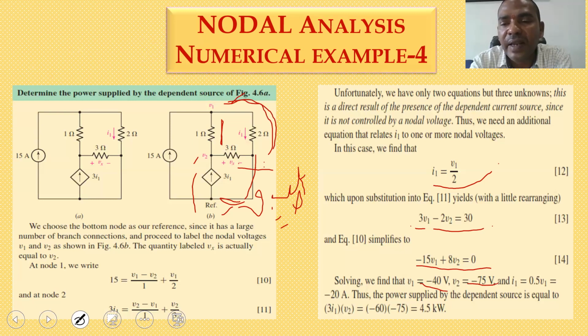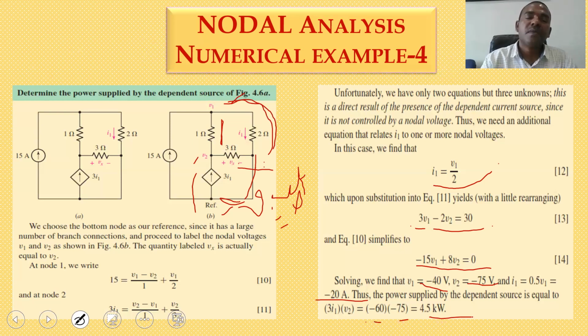So now what is I1? I1 is equal to V1 by 2. So if you substitute the V1 value, minus 40 divided by 2, you can get minus 2 amperes. And they asked for the power supplied by the dependent source. So power is equal to voltage into current. So minus 60 into minus 75, you can get 4.5 kilowatts.